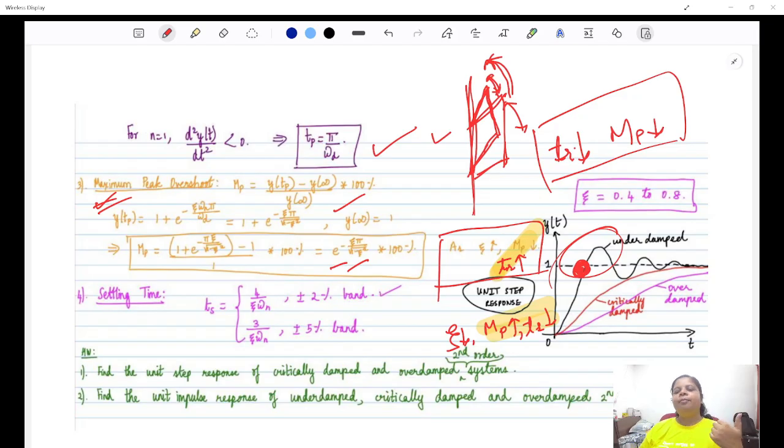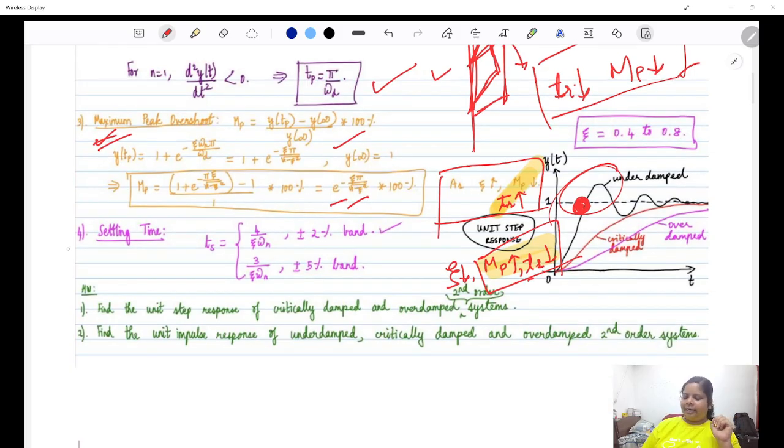That it reaches the final position as soon as possible, and also there is no maximum peak overshoot. I hope everything is clear. If it is not clear, you may please let me know. Because of this, there is a trade-off, and accordingly we have to select a value of zeta that fits both of them. Okay, let's move to the next thing, settling time.